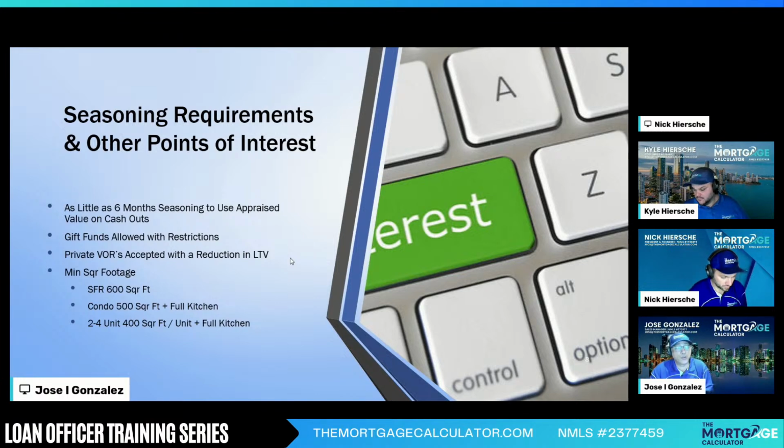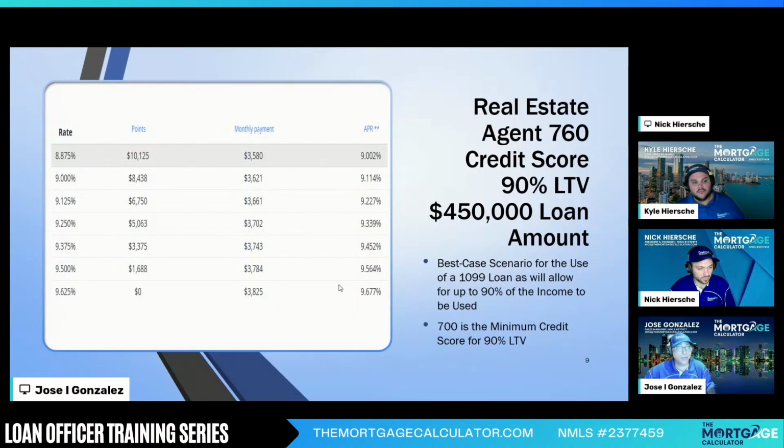And real important to note is minimum square footages. Single family residence, minimum square footage, 600 square feet. A condo, 500 square feet, plus it has to have a full kitchen. And a multi unit property, 2 to 4 unit, minimum square footage for the unit is 400 square feet, and the unit does have to have a full kitchen and obviously its own bathroom as well.